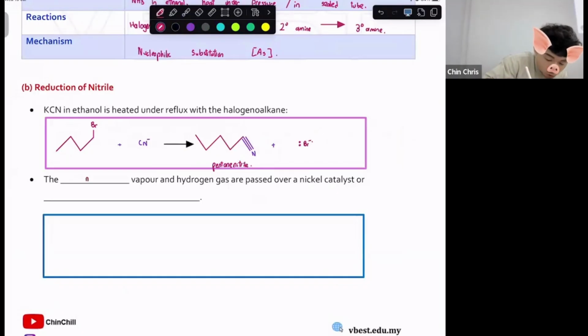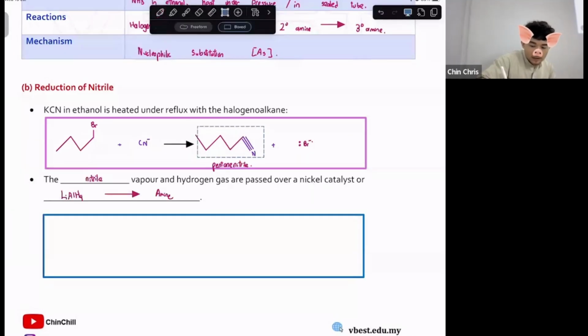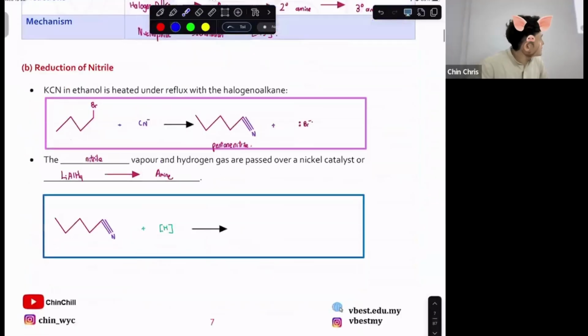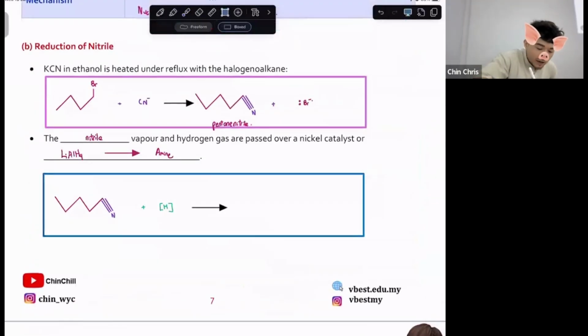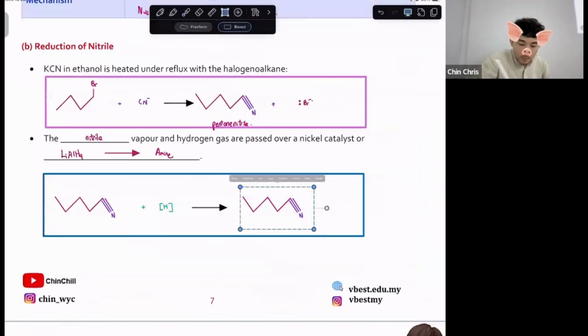Alright, so guys, once you have a nitrile, this nitrile vapor and hydrogen gas are passed over a nickel catalyst, or LiAlH4. I would recommend you use LiAlH4, the general reducing agent, the universal one. Then eventually you get an amine. This is a reduction reaction, so you get an amine, and the triple bond is gone.